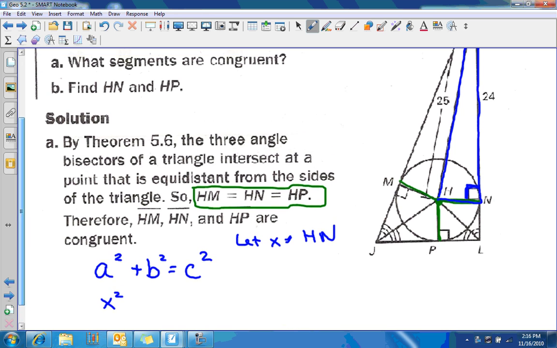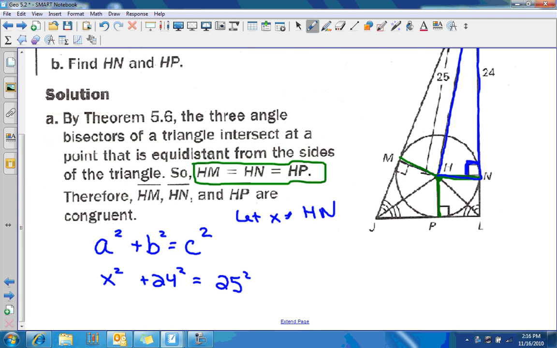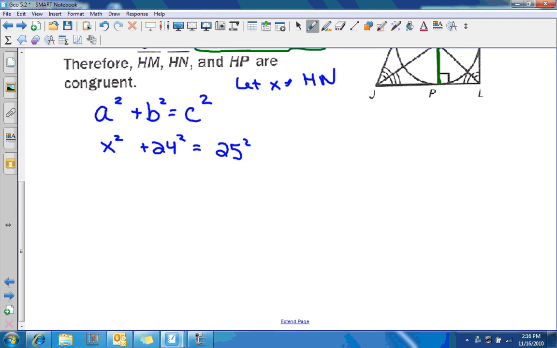Okay, I'm only given 24 and 25. So the other leg is 24. Square it. And the hypotenuse, the one across from the 90-degree angle, is 25, and you square it. So you do order of operations. Parentheses, exponents, we got those. 24 squared is 576. 25 squared is 625.